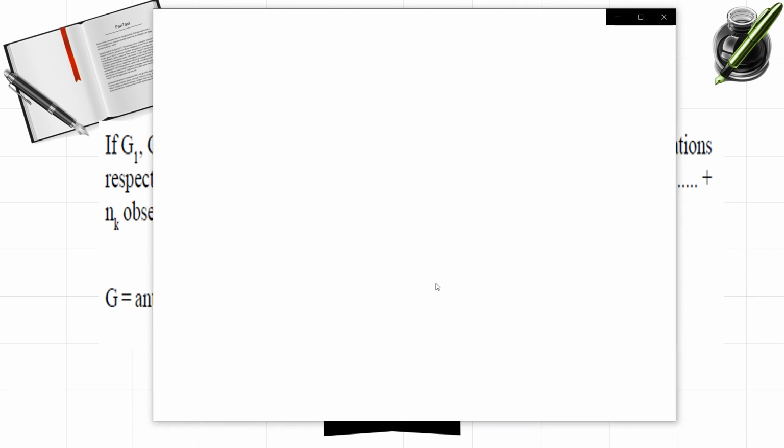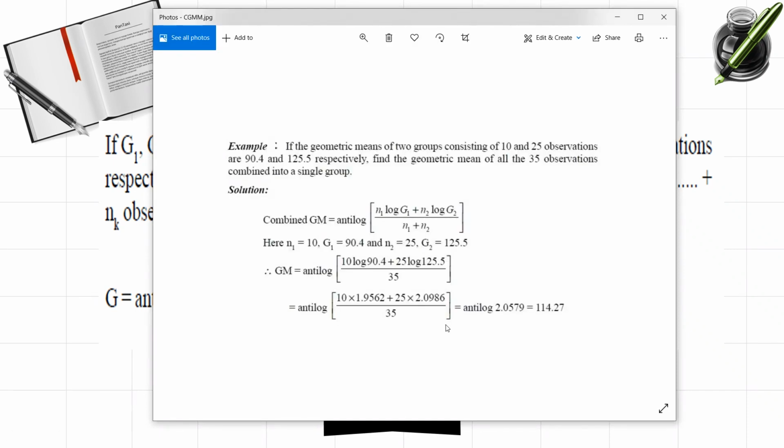So let me show you a simple example for understanding this. Here I took an example in which there are only two groups, consisting of 10 and 25 observations correspondingly, and 90.4 and 125.5 are the geometric means of the two groups respectively. Here we need to find the combined geometric mean for the data. And here is the formula. When there are k groups, I have given the general formula. This is the formula for two groups: n1 log g1 plus n2 log g2 by n1 plus n2. Suppose three groups are there, then n1 log g1 plus n2 log g2 plus n3 log g3 by n1 plus n2 plus n3.